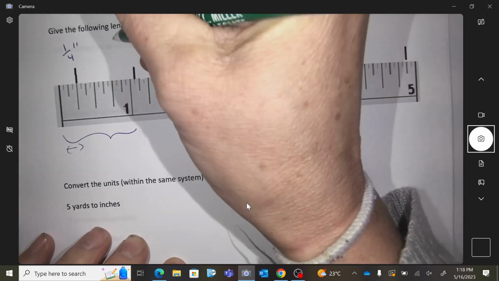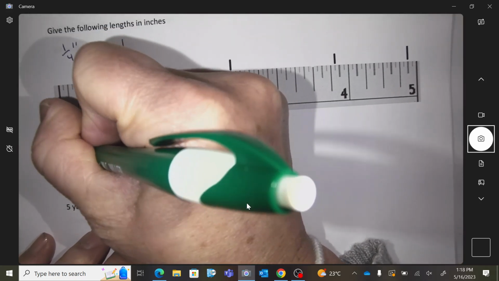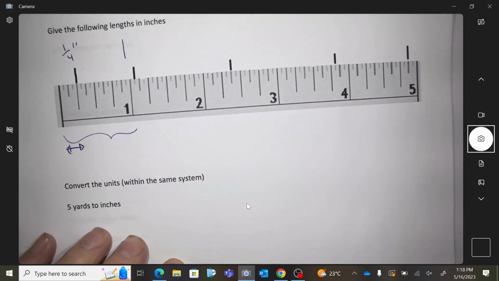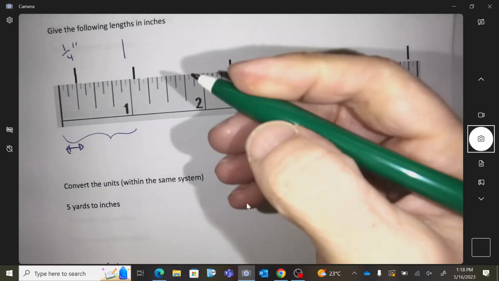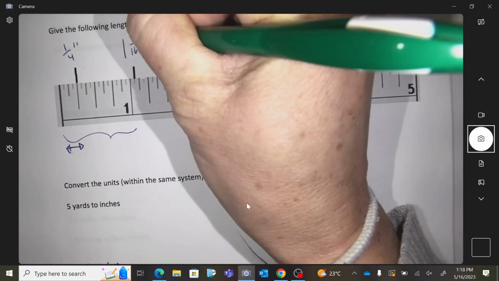The next one is 1, and then there's only one little tick. So how much does that go? One little tiny tick. 1/16.